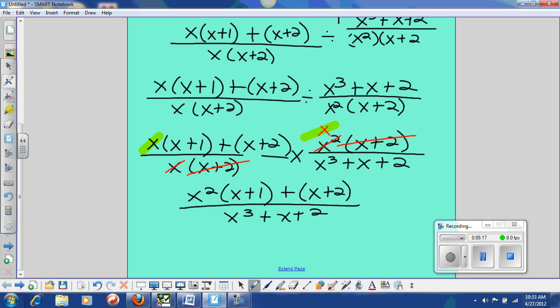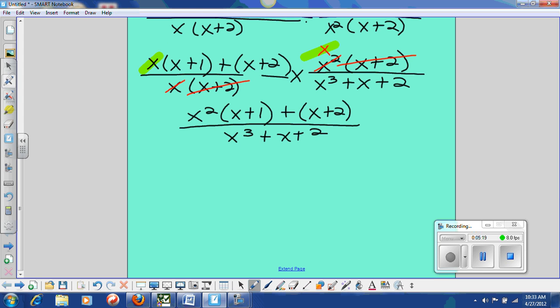So now let's look. We're almost done. Now we have this addition part. So let's take what we're adding inside these two. So our x squared stays on the outside, and then x plus x is 2x, correct? And then I've got plus 3. Okay? All over x to the third plus x plus 2.